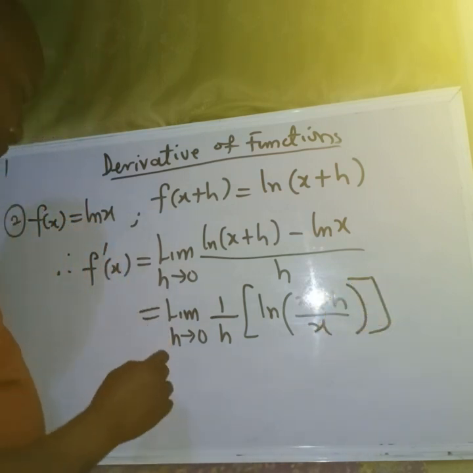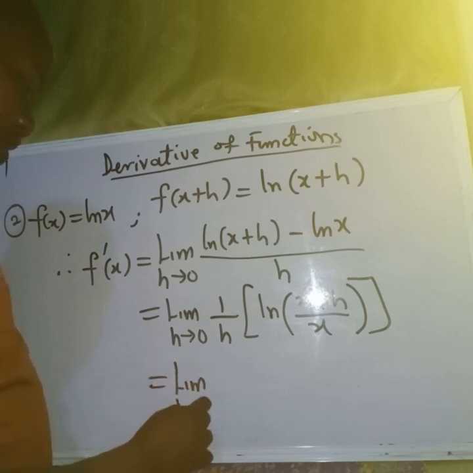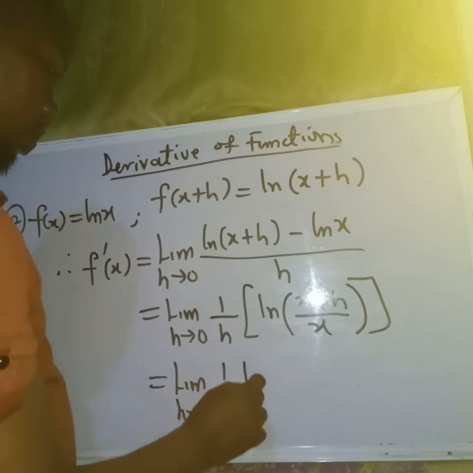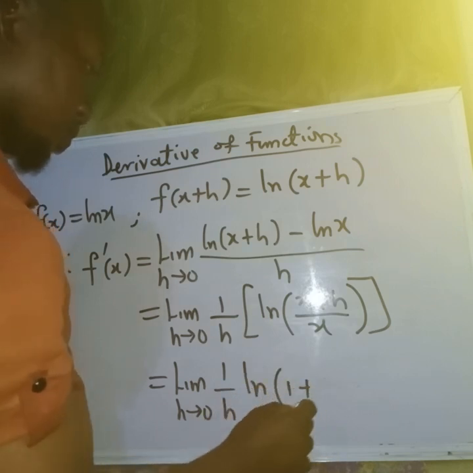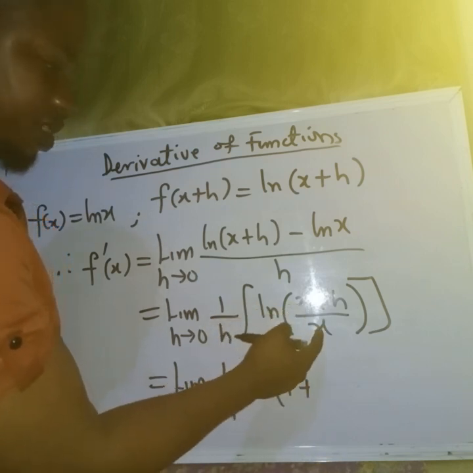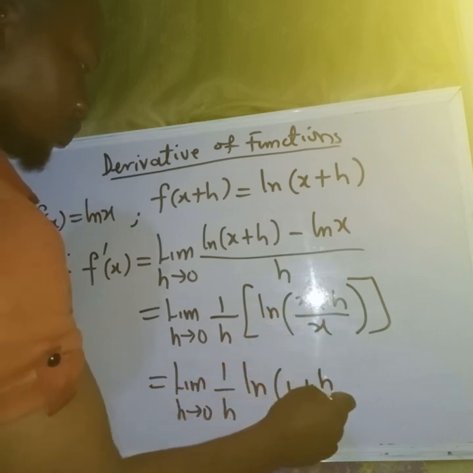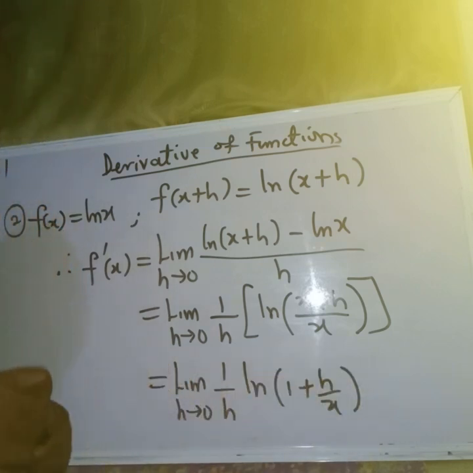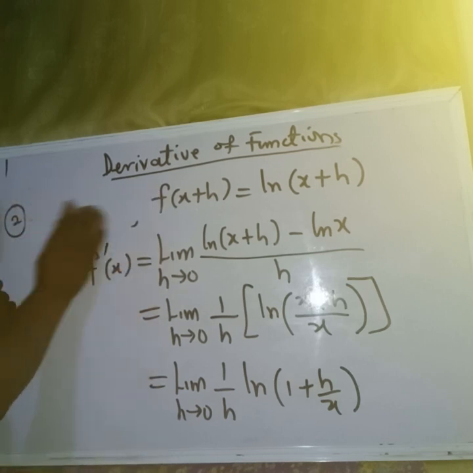Again, this can be rewritten as the limit as h tends to 0 of 1 over h times the ln of 1 plus, if you distribute the x on each of these, h over x. So this is what we have. We need to evaluate this further, so we are building this up now to evaluate it further.